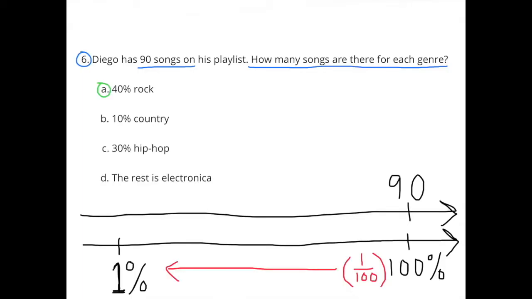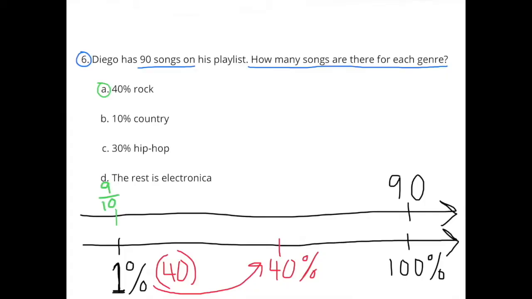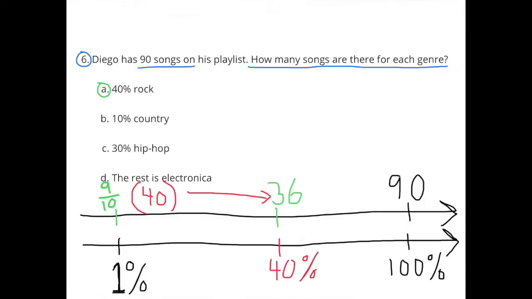I chose to multiply it by 1 over 100. And next, I have to multiply 90 by 1 over 100, which gives me 90 hundredths, or 90 over 100. Remember, 90 hundredths is equivalent to 9/10. I need to multiply 1% times 40 to get 40%, and I need to multiply 9/10 by 40, and that gives me 36. His playlist consists of 36 songs from the rock genre that equals 40% of his 90 songs.